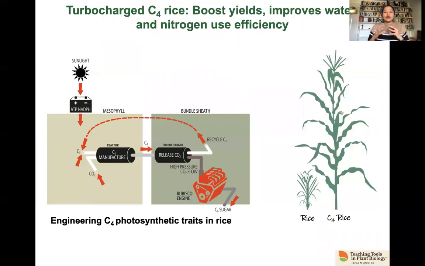So the bigger objective of my research is turbocharging rice. So if we are able to understand this compartmentation and how specific enzymes are expressed in different cell types, we would probably be able to translate this machinery into the global food staples. And if rice was to perform C4 photosynthesis, it would have higher yields and would also have improved water and nitrogen use efficiency. So next, I would like you to look at some of the recent work that I'm doing on understanding C4 photosynthesis and its regulation.